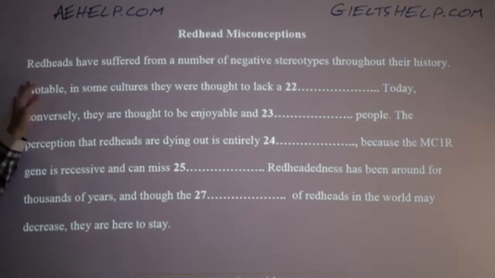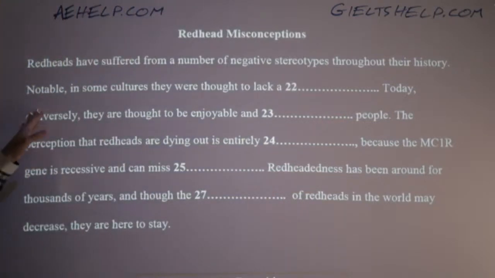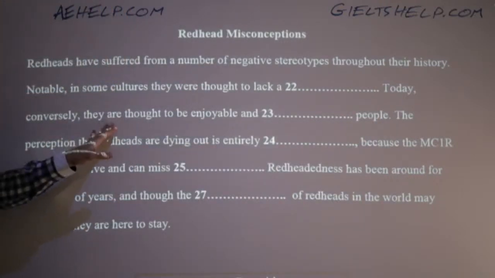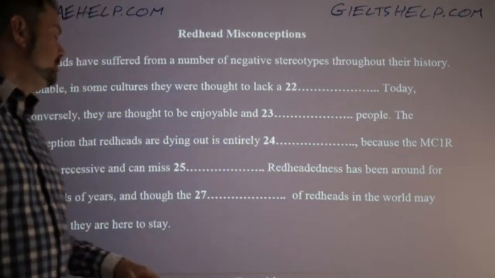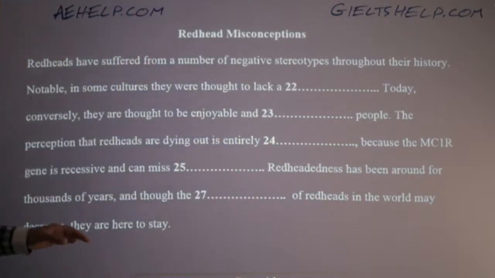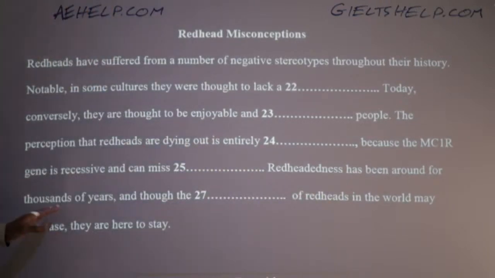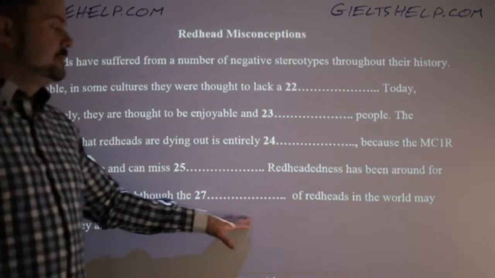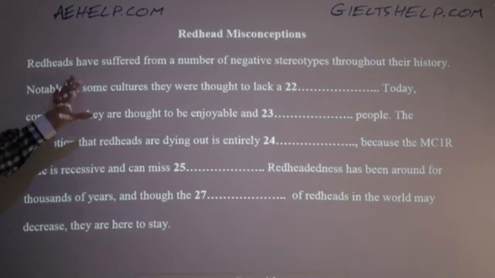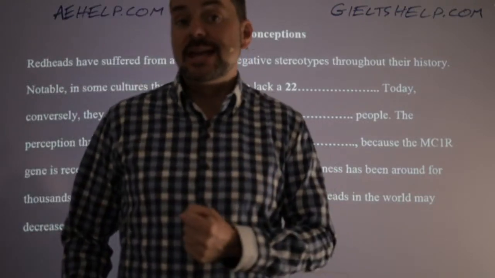Redheads have suffered from a number of negative stereotypes throughout their history. Notably, in some cultures, they were thought to lack something. Today, conversely, they are thought to be enjoyable and something people. The perception that redheads are dying out is entirely something because the MC1R gene is recessive and can miss something. Redheadedness has been around for thousands of years, and though the something of redheads in the world may decrease, they are here to stay. Okay, so obviously it is something about the culture and history, the behaviors, the attitudes of redheaded people.